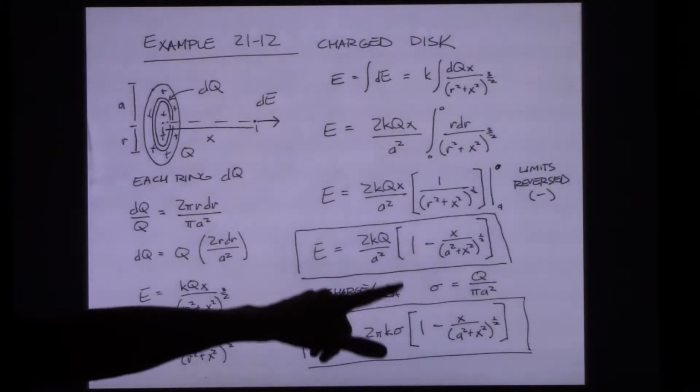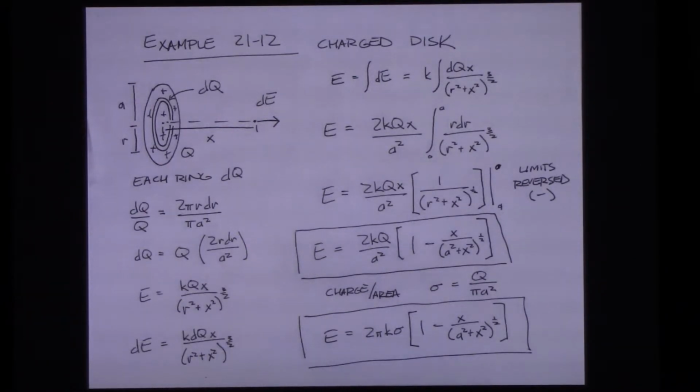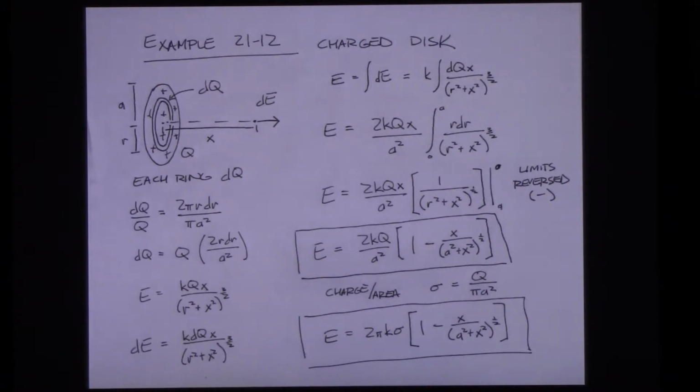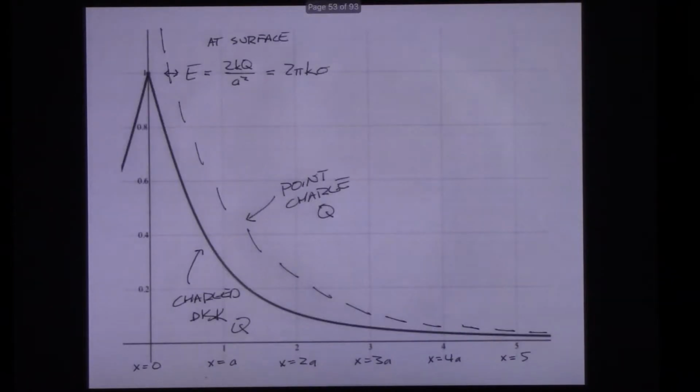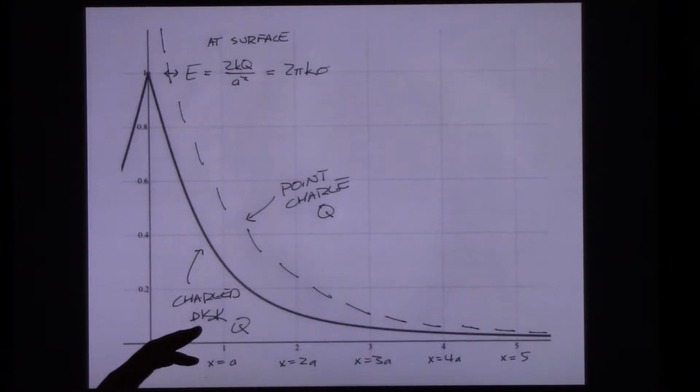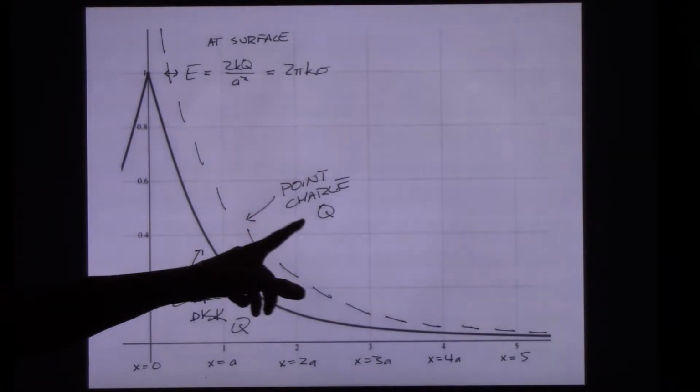We had come up with these formulas, one written in terms of total charge, one written in terms of charge per area, and I had suggested, and I'm still going to assert, that both of these formulas are useful. So I want to keep both of them. I had graphed this and shown just how rapidly the electric field is going to drop off from this flat circular disk of charge and compare it with a point charge.